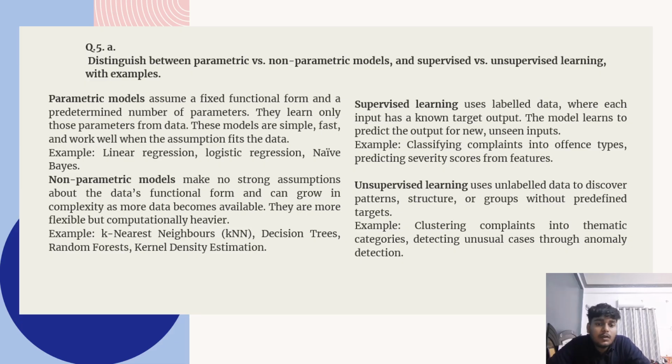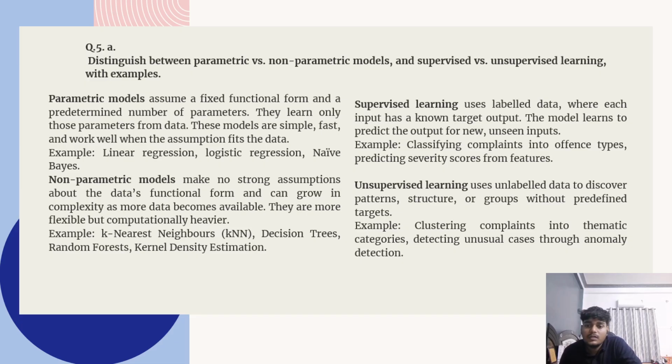Meanwhile, non-parametric models make no strong assumption about the data's functional form and can grow in complexity as more data becomes available. They are more flexible but computationally heavier. Example: k nearest neighbor, which is called KNN, decision trees, random forest, etc. Then supervised learning and unsupervised learning.